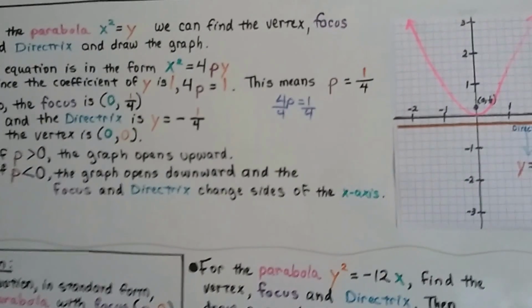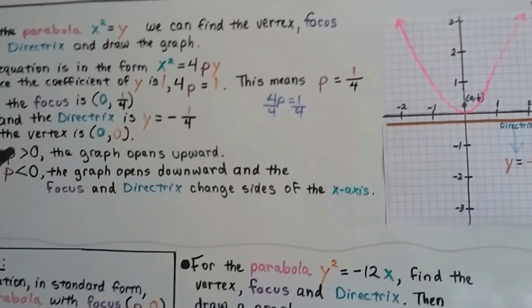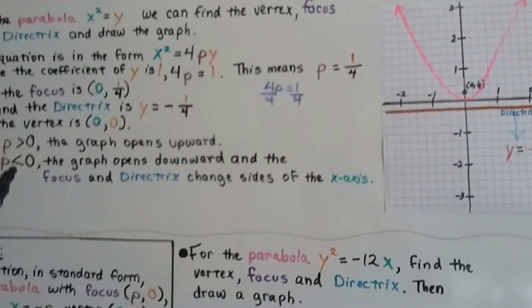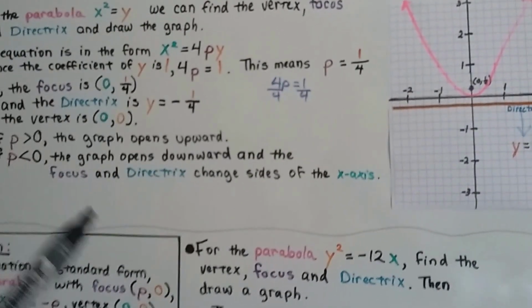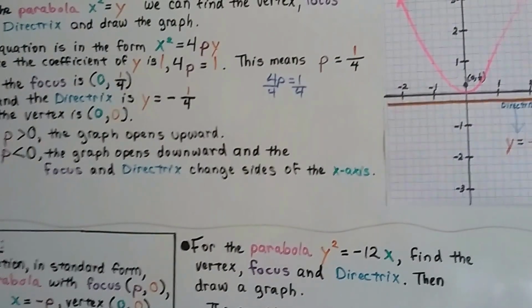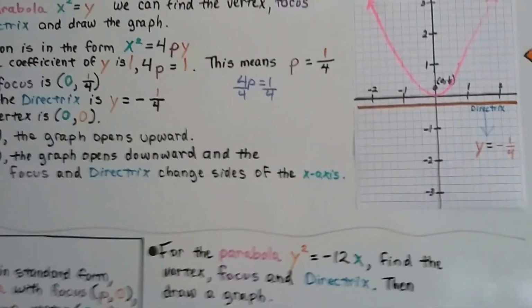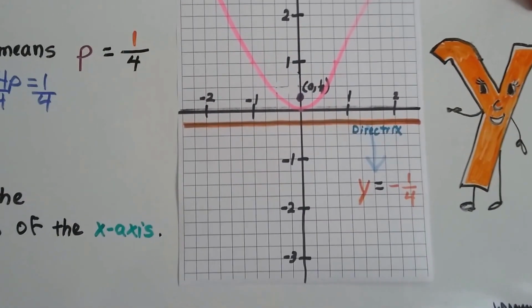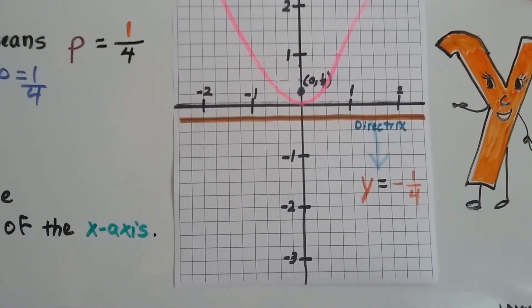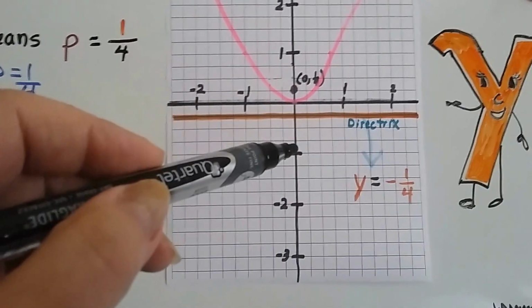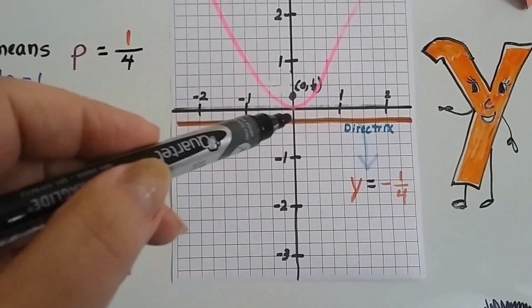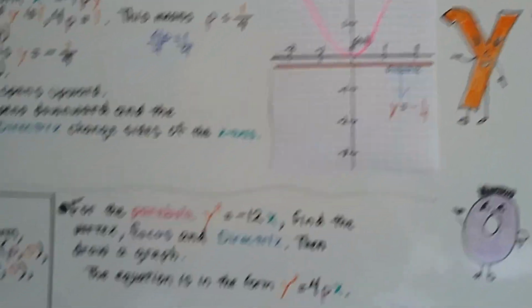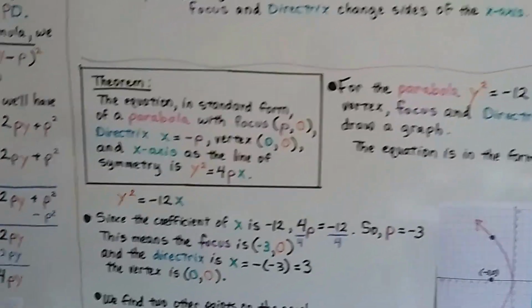Okay? Right there. If the p value is greater than 0, then the graph opens upwards. If the p value is less than 0, the graph opens downward, and the focus and directrix change side of the x-axis. So here we've got a directrix of y equals negative 1/4. I made it so that it took 4 units to make a 1, so I could show the 1/4. Okay? See that?